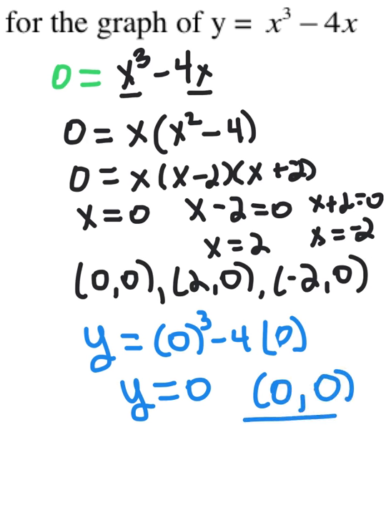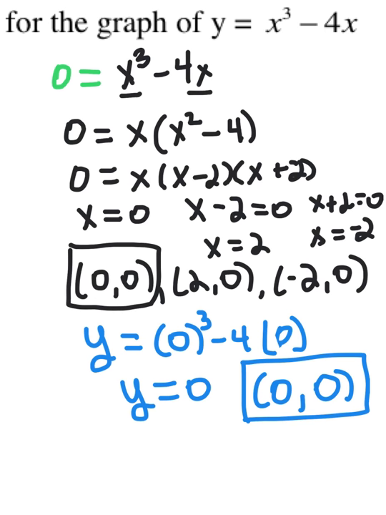Now you probably noticed that you've got a y-intercept of (0, 0) and an x-intercept of (0, 0). That is the only place on the graph where your x and y intercept are the same point. That's called the origin. And that's the only place on your Cartesian plane where you're going to have an x and a y-intercept that's exactly the same point.